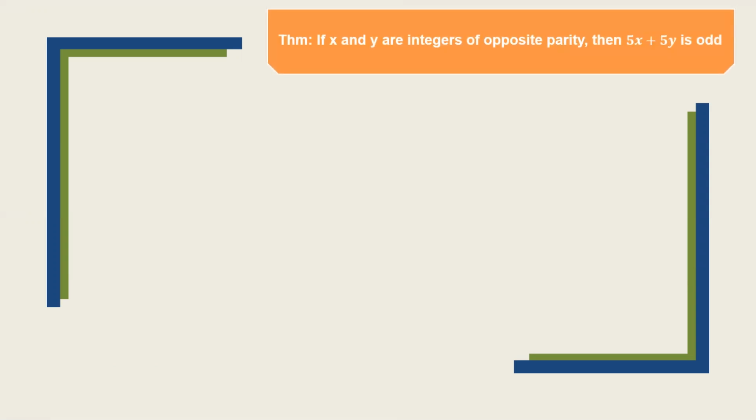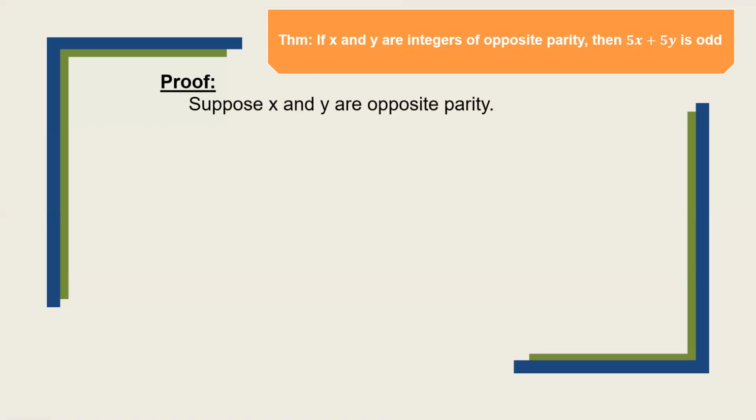Compare that to this example. If x and y are integers of opposite parity, then 5x plus 5y is odd. Now, we'll talk about opposite parity in just a second, but remember that the letters here, x and y, they're just names for the variables. And we could literally swap the x and the y in this statement, and it wouldn't change what's being written here, right? 5y plus 5x is exactly the same as 5x plus 5y.